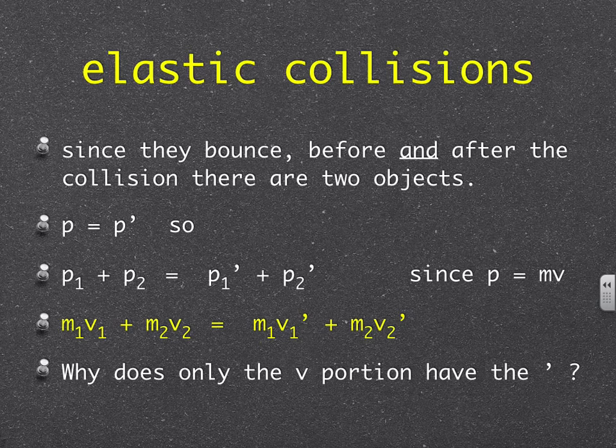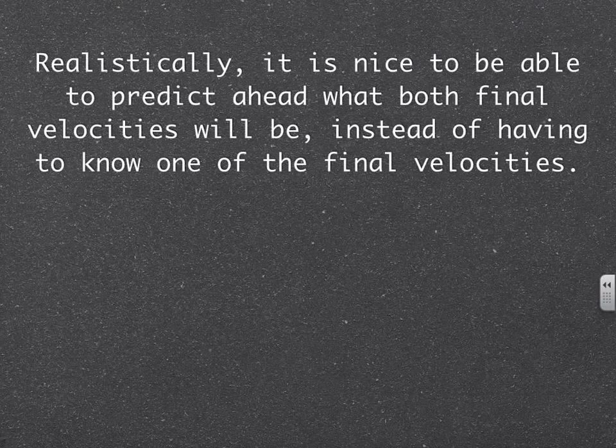And this formula would be great, except it really doesn't help us to predict as well as the other one did. Because the other one, I can figure out what it's going to be, but here, I have to know what is happening before the collision, and I have to know what the speed of one of these is after the collision. So it would be even cooler if we had something that was different. So we do have that.